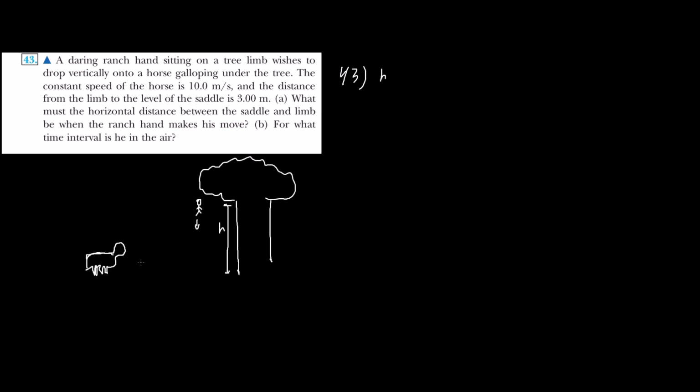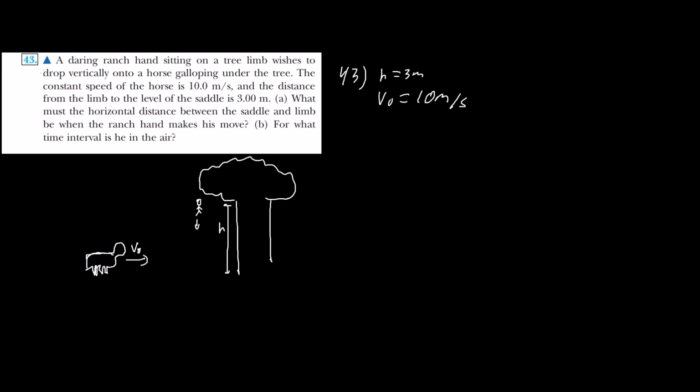Alright, so let's just visually think about it. This is a pretty nice problem. You have a horse that's traveling at a speed of 10 meters per second, and the distance from the limb to the level of the saddle is 3 meters. So the horizontal distance is 3 meters, right? I think that's what it means. Yeah, from the level, presuming the vertical height.